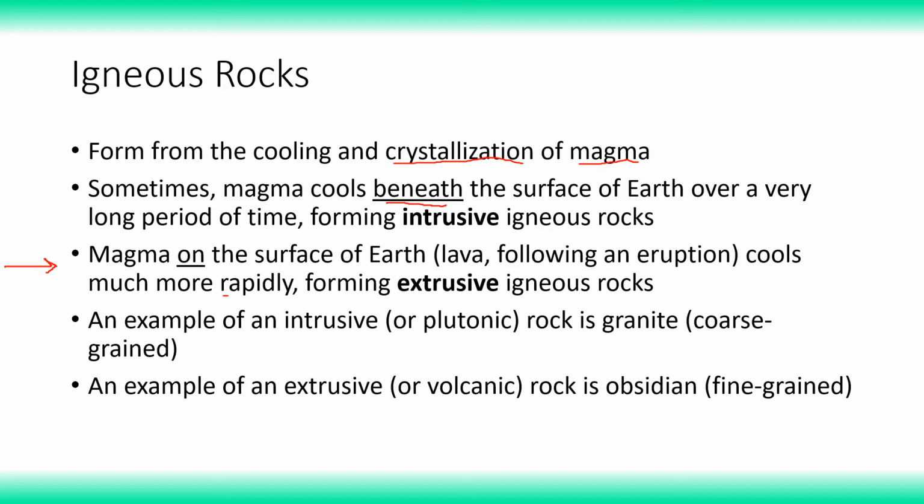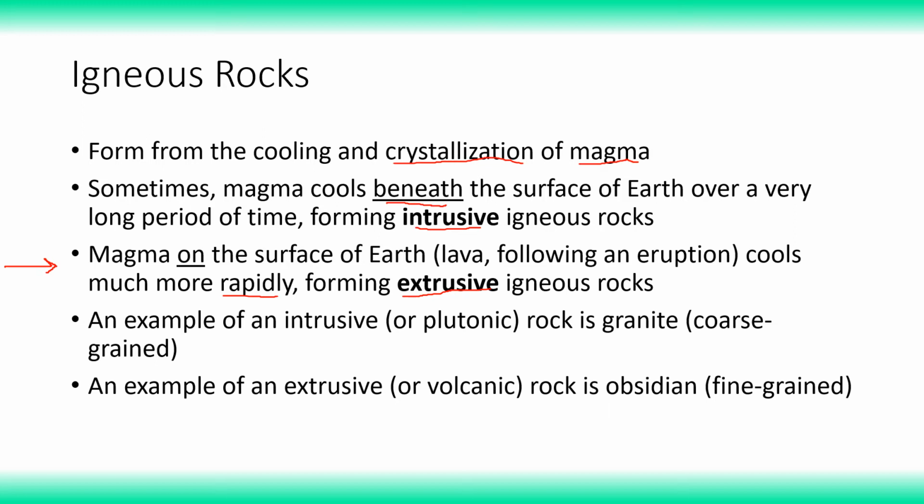It cools really fast, and this forms what we call extrusive igneous rocks. The difference between these two is that the intrusive igneous rocks, the ones that form beneath the surface, take a way longer time to cool down because the magma is a lot hotter. The surrounding environment around that magma is so hot that it takes ages for it to cool down and actually crystallize and form a rock. But an interesting thing about that is that since it takes so long to cool, it gives the crystals time to grow to a reasonable size.